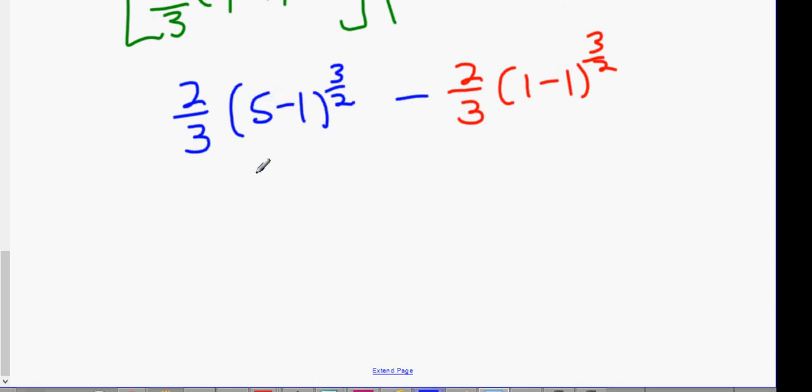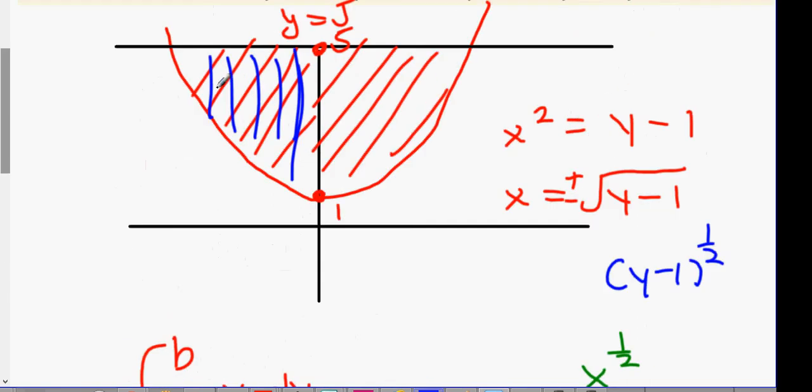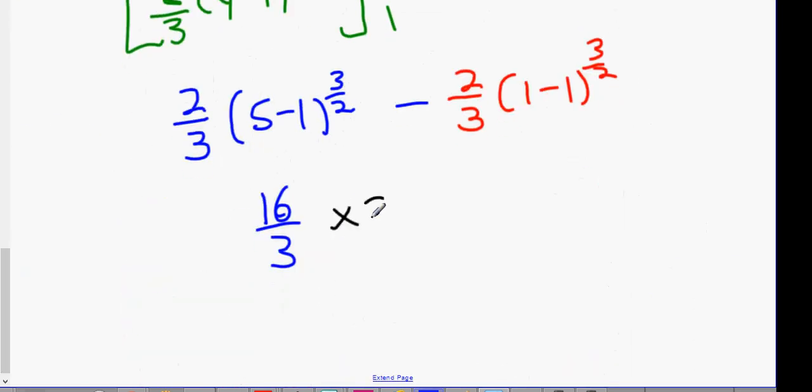No, 16 over 3. Oh, perfect. 16 over 3 is perfect. Because remember what I said earlier? We only took the plus version. We didn't take the minus version. So we technically only got this half here. And I said earlier, it's symmetrical, which means multiply your answer by 2 and what happens? You get 32 over 3.